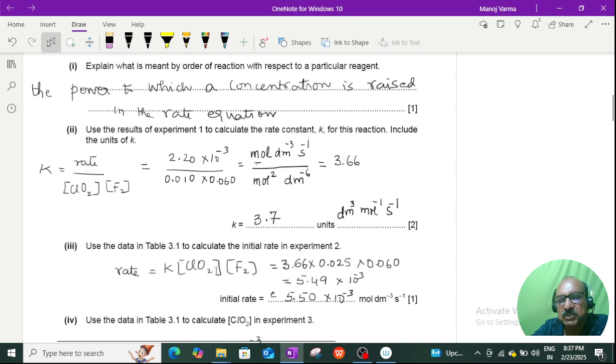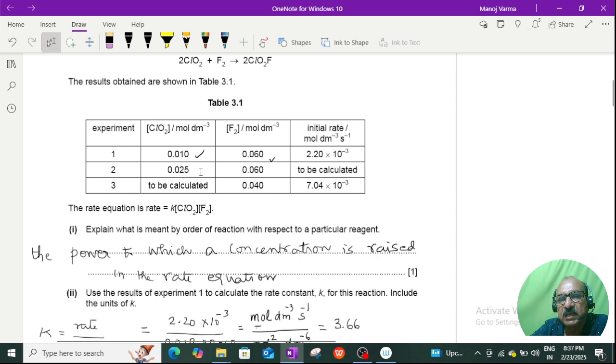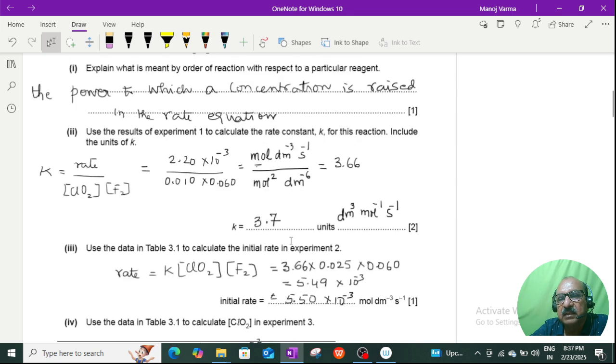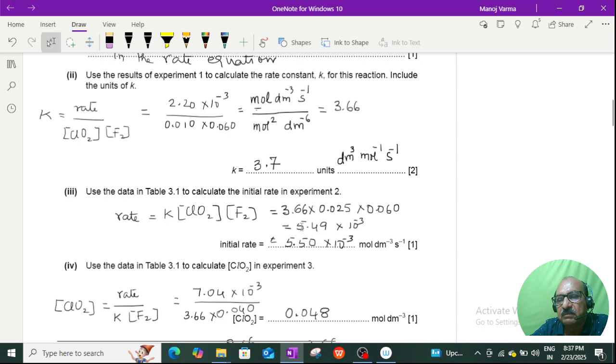the concentrations of ClO2 and F2 can be taken from experiment 2, which are given over here, and on solving we get 5.49 times 10 raised to minus 3. But once again we have to answer in 2SF because this number has only 2SF, so this is rounded off to 5.50 times 10 raised to minus 3, and that's the initial rate of the reaction.